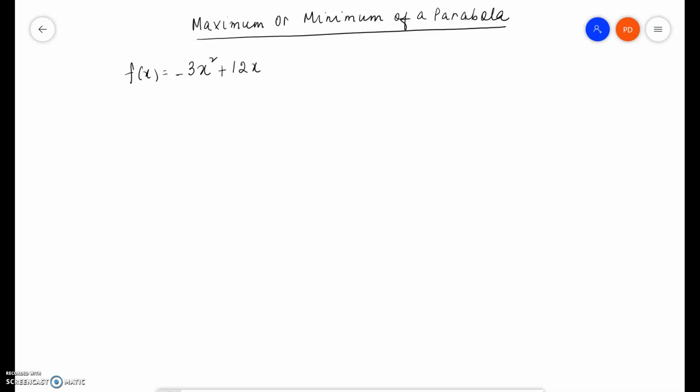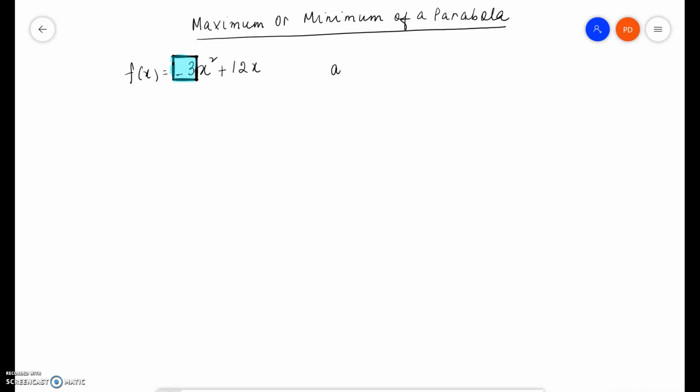So we're given a quadratic function here, f of x equals negative 3x squared plus 12x. We know that the graph of a quadratic function is a parabola, and we're going to determine the maximum or minimum depending on the function of the parabola. So let's look at a few things here. The coefficient of x squared, that is the number multiplied to x squared, is the number that determines whether the parabola opens upwards or downwards.